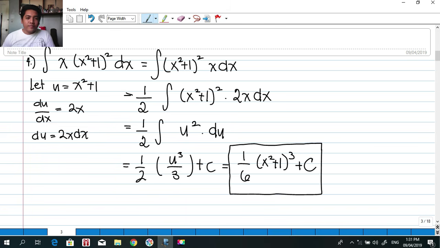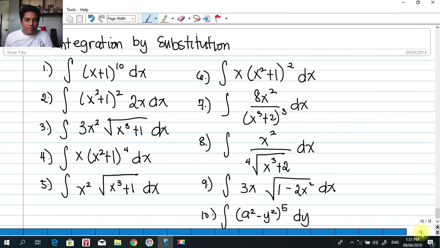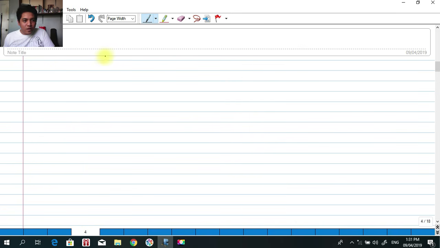Okay? So, okay, let's proceed for other examples. For number 5, we shall be answering x squared times the square root of x cubed plus 1. So number 5, we have find the integral of x squared multiplied by the square root of x cubed plus 1 dx.